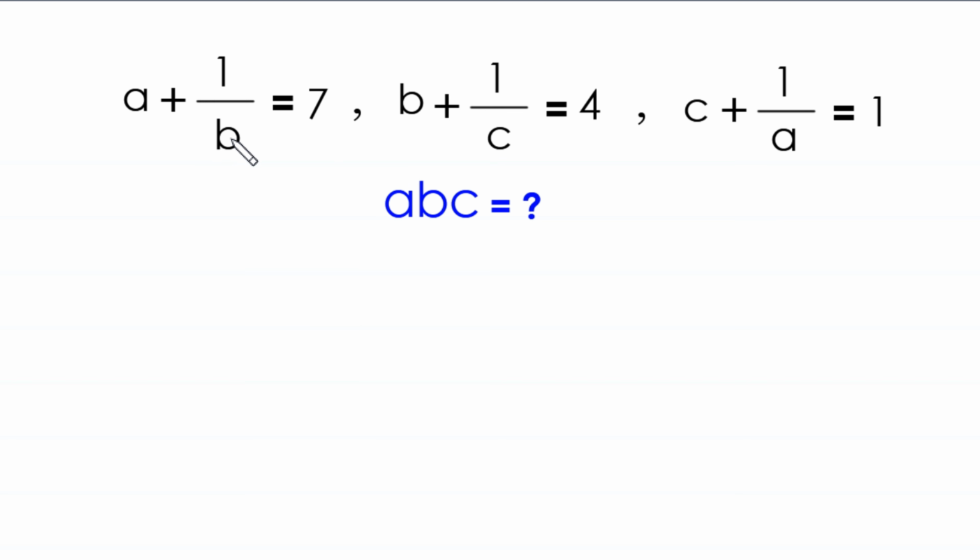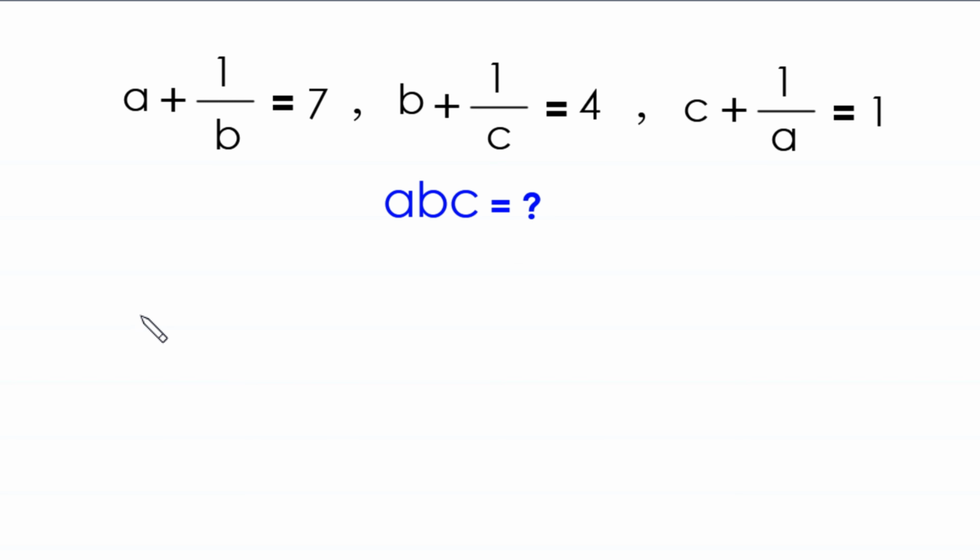A plus 1 over b equal to 7, and b plus 1 over c equal to 4, and c plus 1 over a equal to 1. Our job is to find the value of abc. So let's start. First we multiply all these three equations.